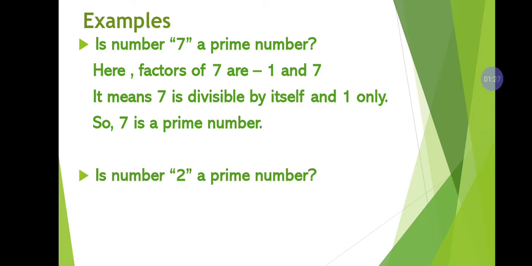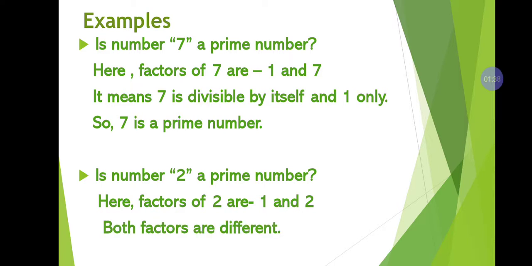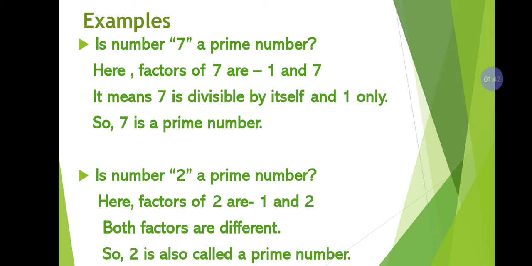Now another example. Is number 2 a prime number? Let us find out. Here factors of 2 are 1 and 2. Both factors are different. So we can say 2 is also called a prime number.